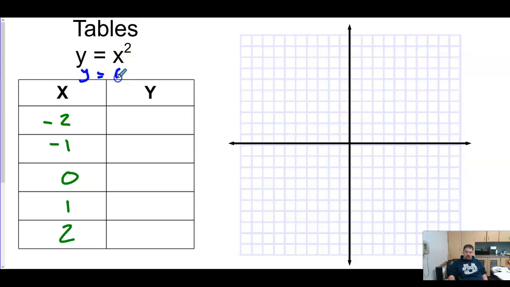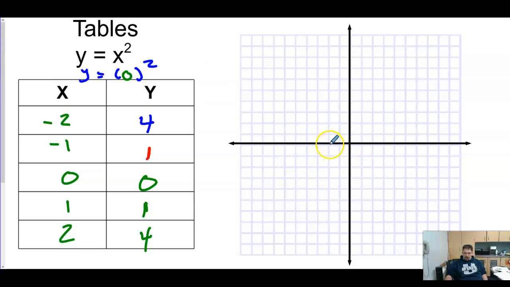So y equals -2 squared. -2 times -2 is 4. Okay, now I'd plug in a -1. -1 squared is 1. Then I would plug in a 0. Let's erase that so you can see that. So I'm taking the 0 and plugging it in right here. 0 squared is 0. 1 squared is 1. 2 squared is 4. And there I have my points.